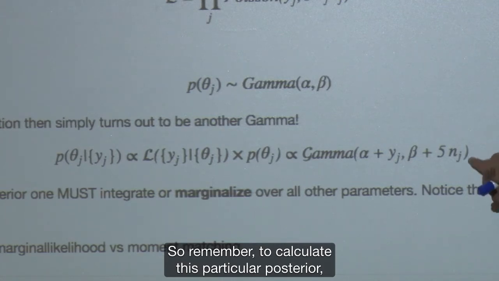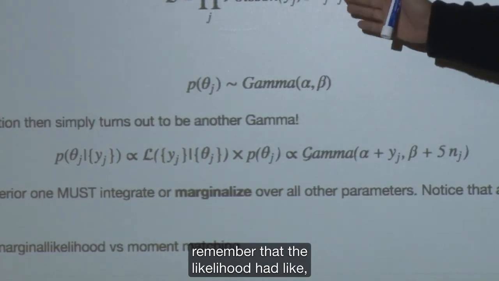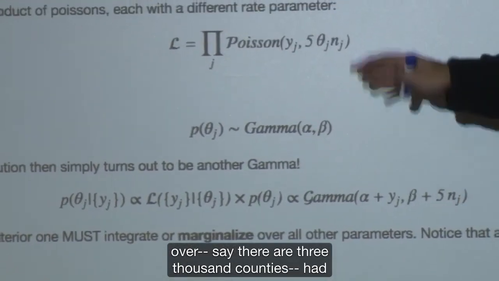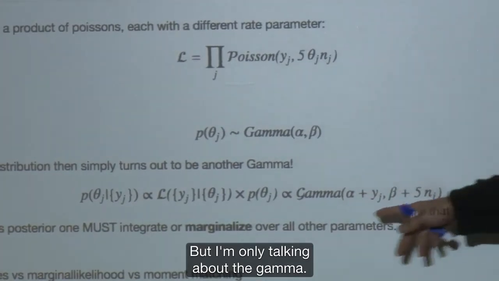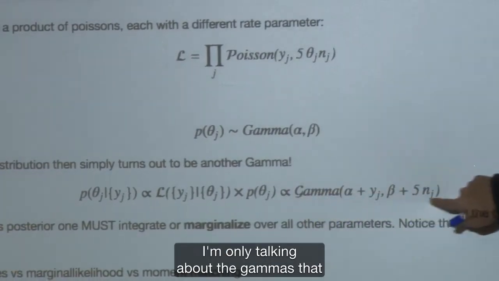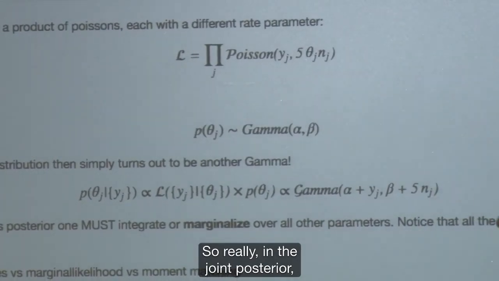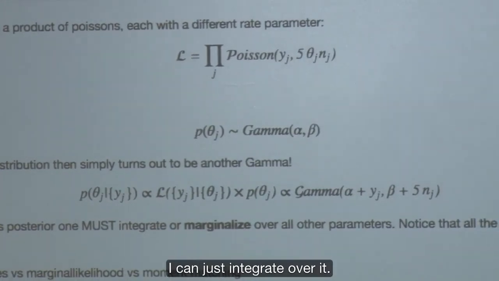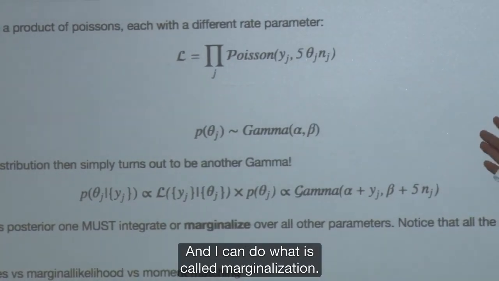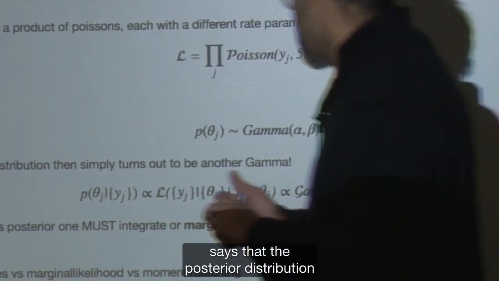So remember, to calculate this particular posterior, the likelihood had, say there are 3,000 counties, 3,000 Poissons multiplied. But I'm only talking about the gamma, notice the proportional sign, I'm only talking about the gammas that correspond to the jth county. So really, in the joint posterior, there is all this other stuff. But I don't care what this other stuff is. I can just integrate over it, and I can do what is called marginalization.